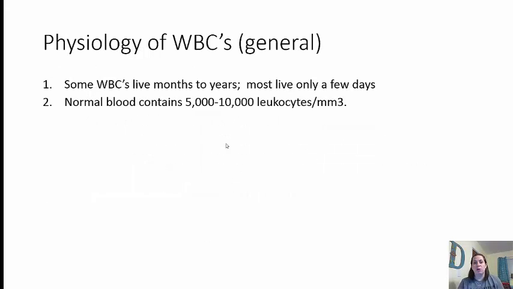So in general, let's look at how a white blood cell works. Some white blood cells live months to years, but most will only live for a few days, especially if they're not going to be used, or they actually sacrifice themselves to help protect you. Normal blood contains between 5,000 and 10,000 leukocytes per millimeter cubed of blood. If it's over 10,000, there's normally an infection that could be present. If it's less than 5,000, we could have some sort of immunodeficiency that's taking place.